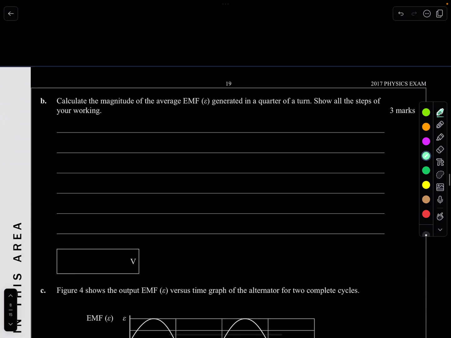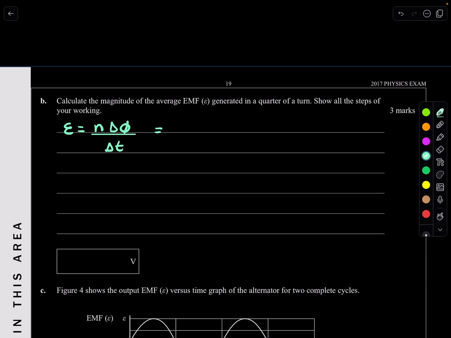Nice. Question B. Calculate the magnitude of the average EMF generated in the quarter of a turn. Show all the steps when you're working. Okay, we know that EMF is just equal to the number of turns, we don't care about that negative, we're just trying to calculate the magnitude, so don't worry about that, times your change in magnetic flux divided by your change in time.